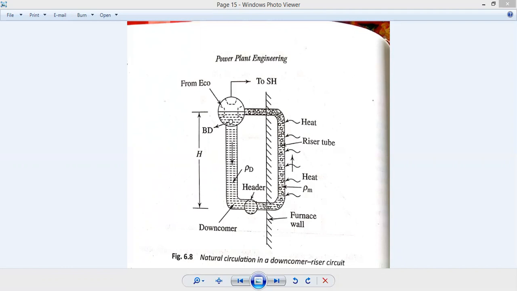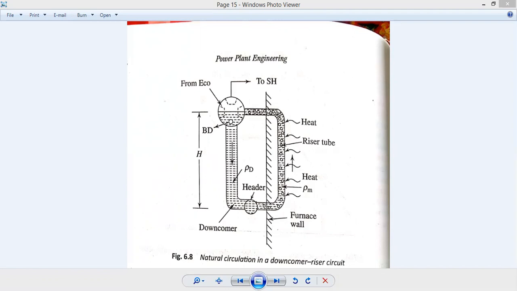The feed water from the economizer enters the drum and saturated steam is taken out from the drum to the superheater itself. In the downcomer, as a result of the density difference, circulation starts without a pump, within the drum, downcomer and riser circuit. Feed water from the downcomer enters the drum, and saturated steam is taken out of the drum to the superheater itself.